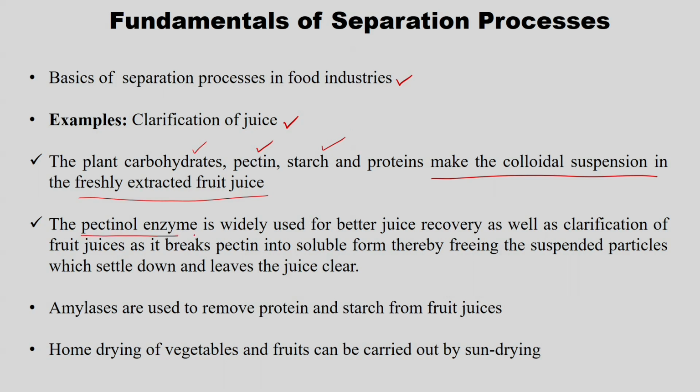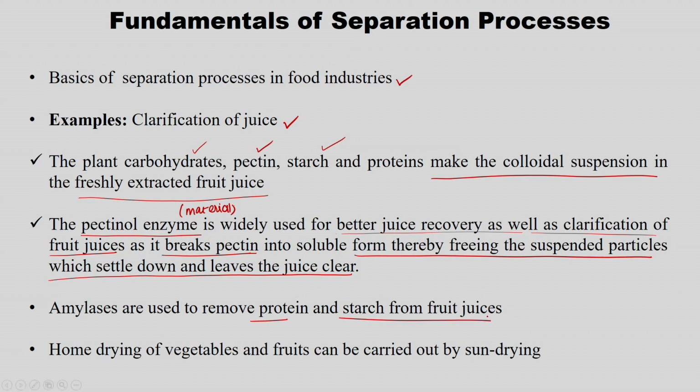So, we use pectinol as an enzyme. As I told, it is a material we use for the separation. The pectinol enzyme is widely used for better juice recovery as well as the clarification of fruit juices. What it does is break the pectin into soluble form, thereby freeing suspended particles which settle down and leave the juice clear. So, if we add pectinol enzyme to the freshly extracted fruit juice which contains pectin, that clarifies the fruit juice. Amylases are also used to remove protein as well as starch from the fruit juices.